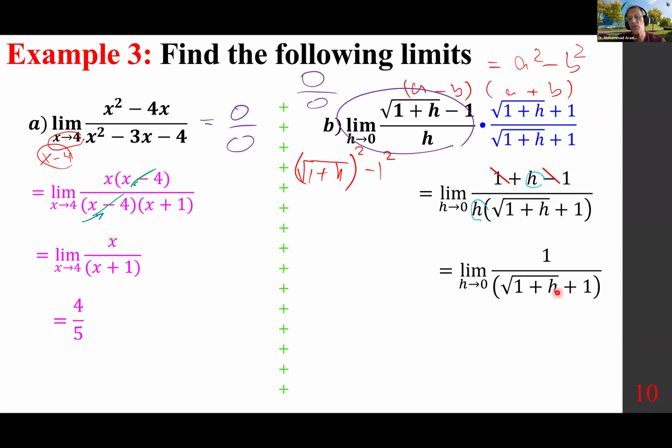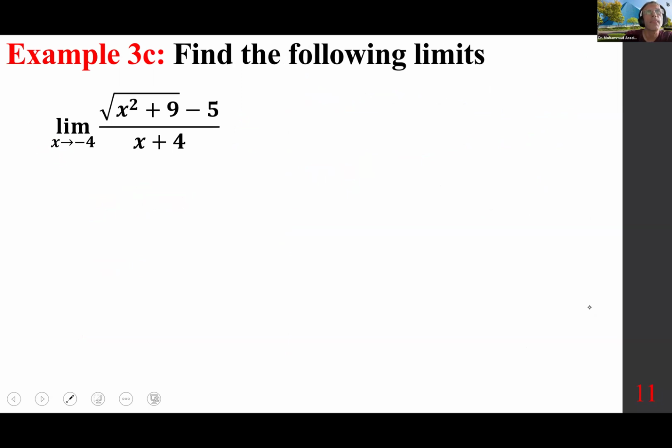Now, if you plug in 0, this becomes 1. Square root of 1 is 1 and 1 is 2. So 1/2 is the final answer. When we look at this question, I'm going to leave it for you to check it out. If you plug in, you will get 0 over 0. So the technique is the conjugate, and this is a minus b.